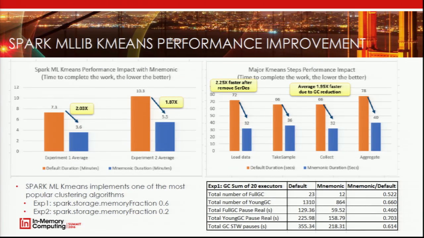So this is the results. With this experiment, we see this is the Spark memory partition. We run the 0.6 and the 0.2 memory fraction setup. We can see about a 2x performance improvement. We can speed up by 2x, twice as fast.